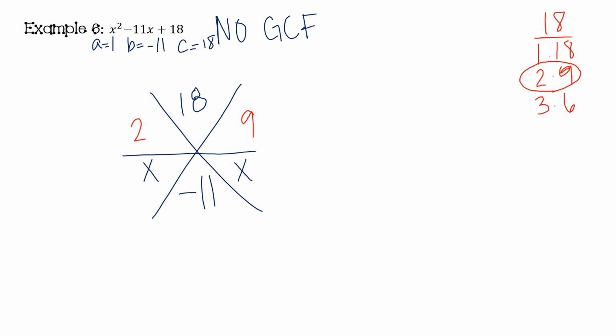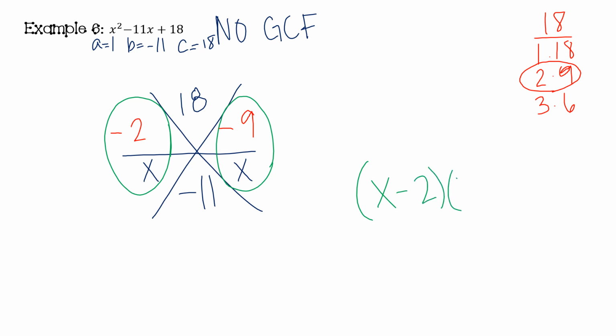So if you need to add to be a positive, they need to both be positive. If you need to add the numbers together and get a negative, then they would both need to be negative. And these do not simplify any further. So my final answer would be x minus 2, x minus 9.